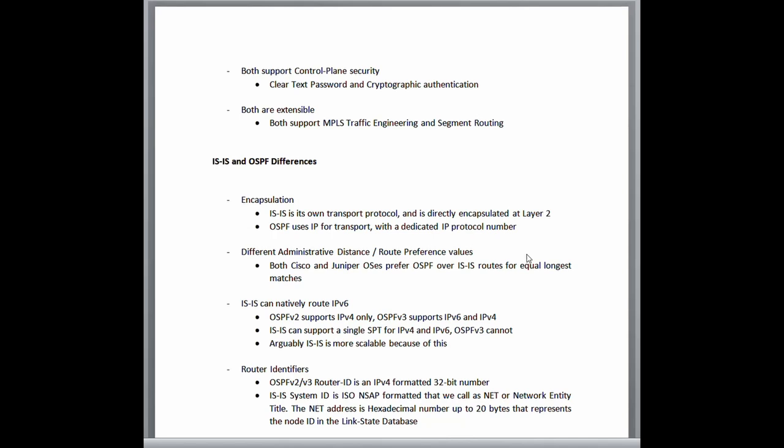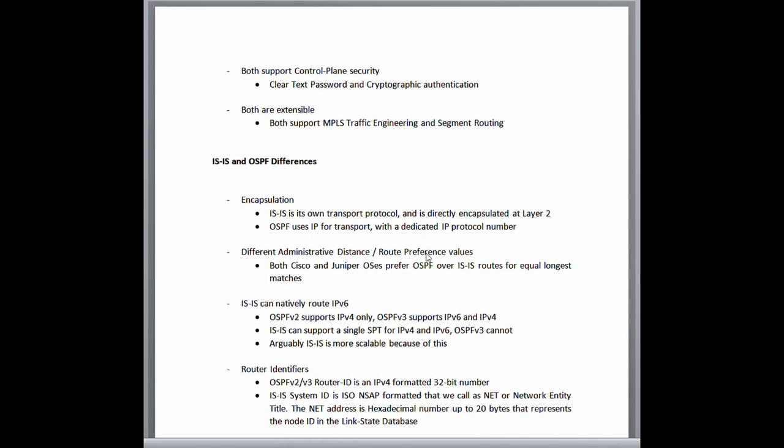So now let's quickly have a look at some of the differences between OSPF and ISIS routing protocols. The first point is the encapsulation. ISIS uses its own transport protocol and is directly encapsulated at layer 2, whereas OSPF uses IP for transport and it uses a dedicated IP protocol number, which is protocol number 89, for reliable transmission.